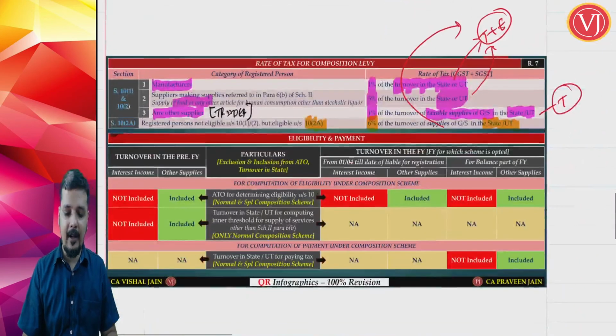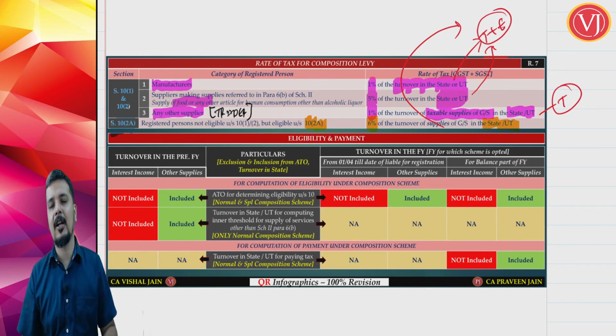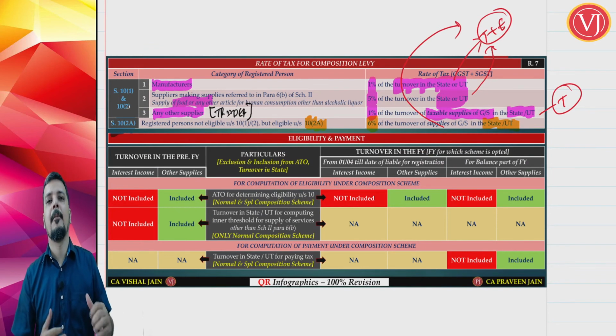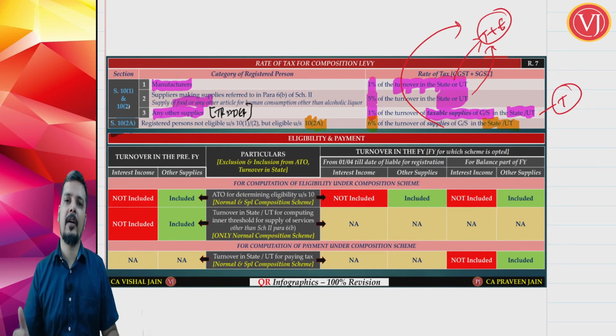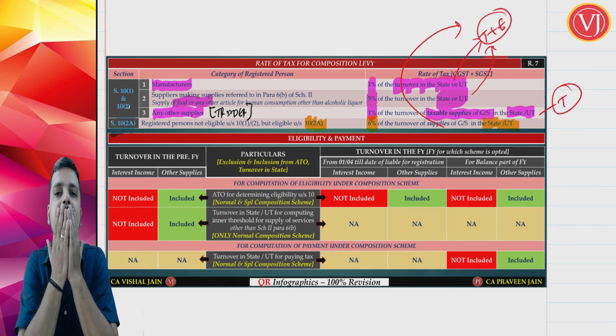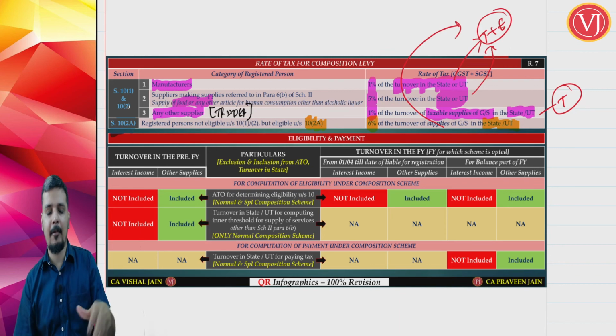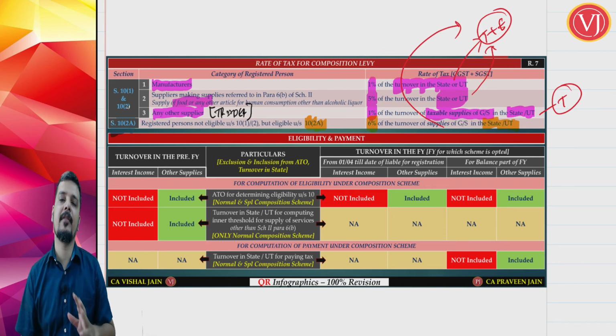Now friends, the last thing to discuss under the composition scheme is this point, turnover: what to include in preceding financial year turnover, what to include in current financial year turnover. This is a chart that we have made, but I will make it more simple. For the composition scheme, you should not include interest income anywhere. I am not going through this entire chart. I am making this chart very simple.